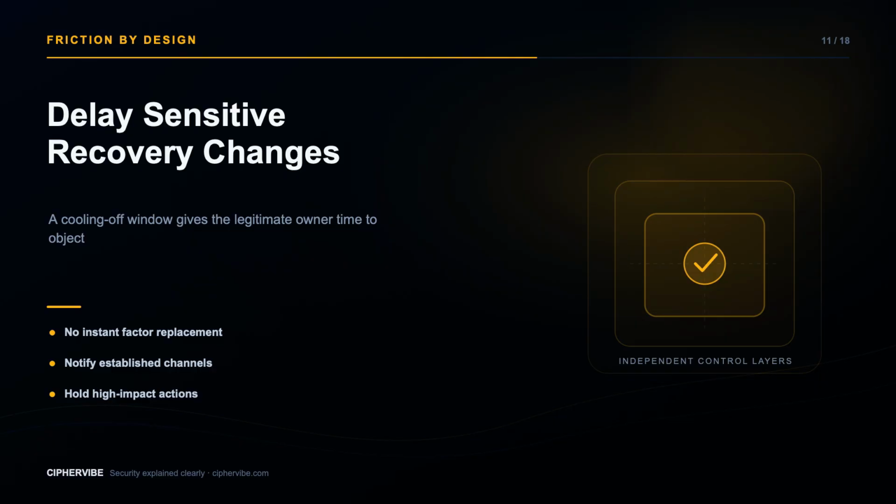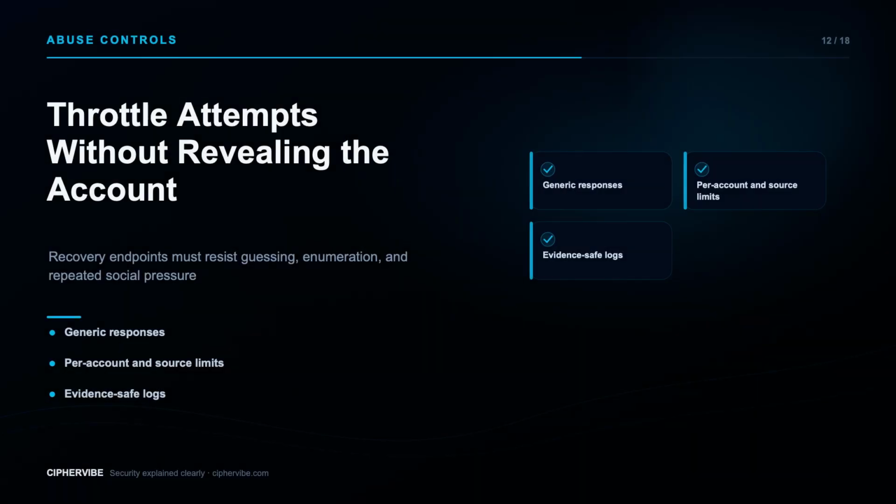For risky cases, delay new factor activation and sensitive actions. Notify established channels that were not just changed during the request. Provide clear instructions for rejecting the event and route repudiated recovery into containment. Use generic responses so the workflow does not reveal whether an account exists.